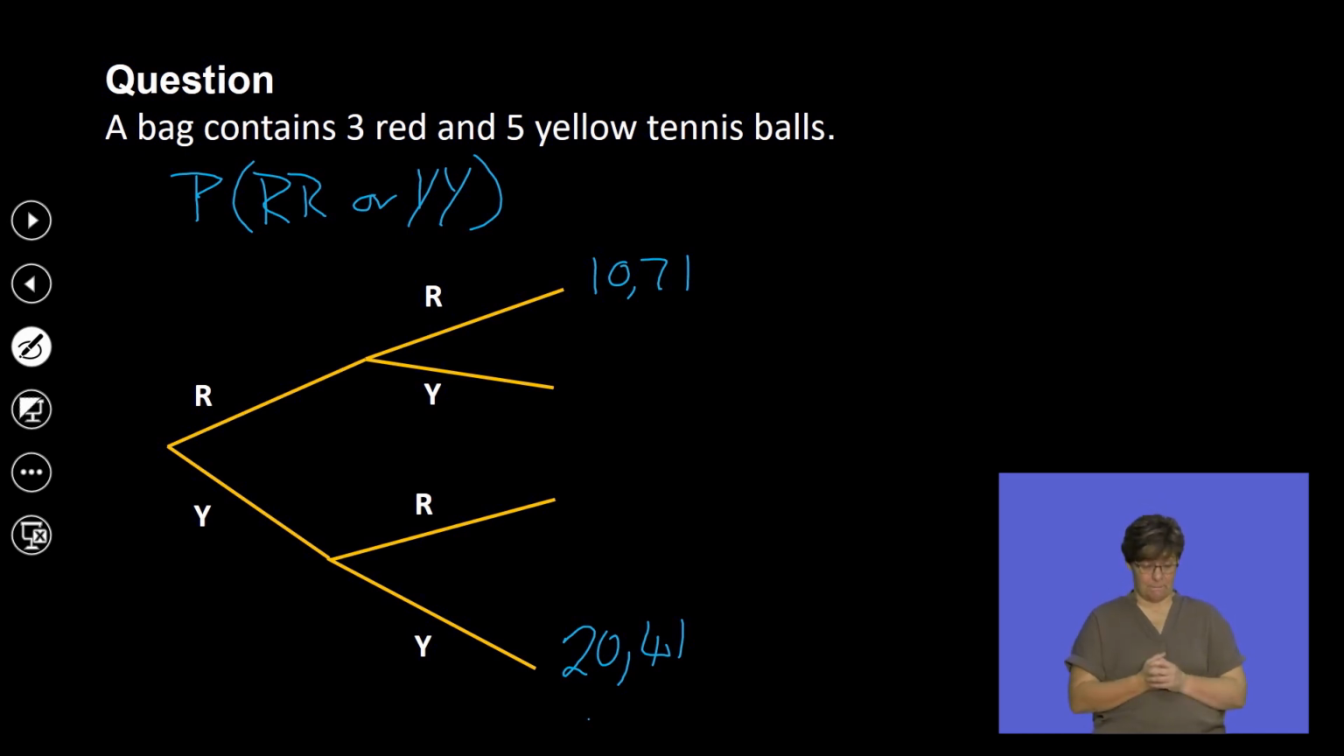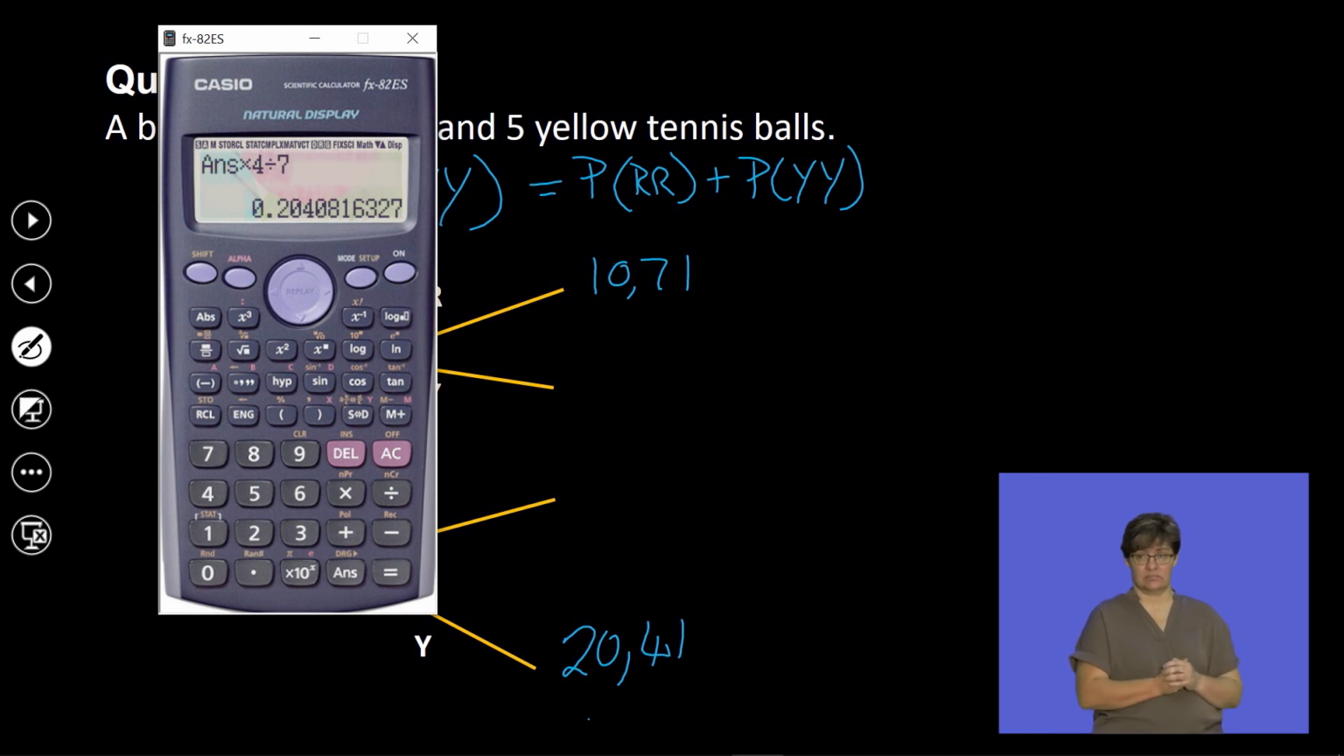We're wanting to see how these add up together. And if we do that, we recognize they are mutually exclusive. So this is the probability of red, red, plus the probability of yellow, yellow. And so if we do that, you'll see that it's going to come to these two percentages added together. And so on the calculator, I'm going to put that in. I'm going to say it's 20.41 as a percentage, but I'm going to do it as a fraction now, plus 0.1071 equals 0.3111, and I round off the fourth one to a 2, so it's 31.12%.